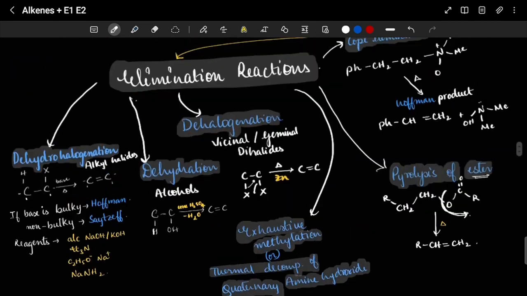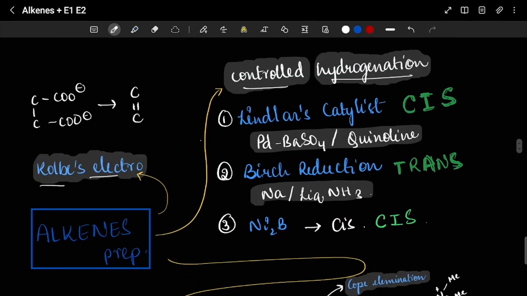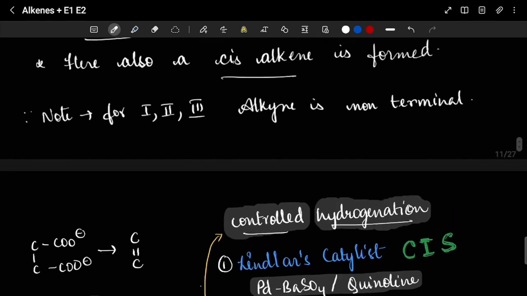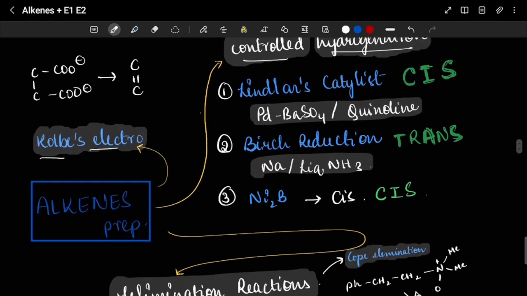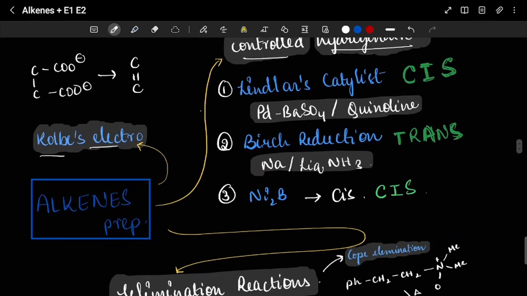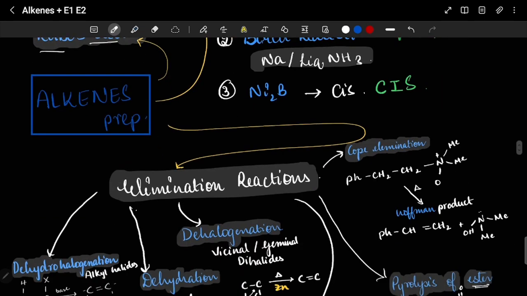Those are all elimination reactions, and we have seen that in Saytzeff the more substituted product is major, and in Hofmann the less substituted product is major. And then we have the controlled hydrogenation reactions. Lindlar's catalyst, cis alkene is formed. Birch reduction, trans alkene is formed. Ni2B or P2 catalyst, cis alkene is formed. And then Kolbe's electrolysis, two molecules of CO2 are formed at the anode, and at the cathode a C double bond C is formed. That's it. Alkene preparation is done.